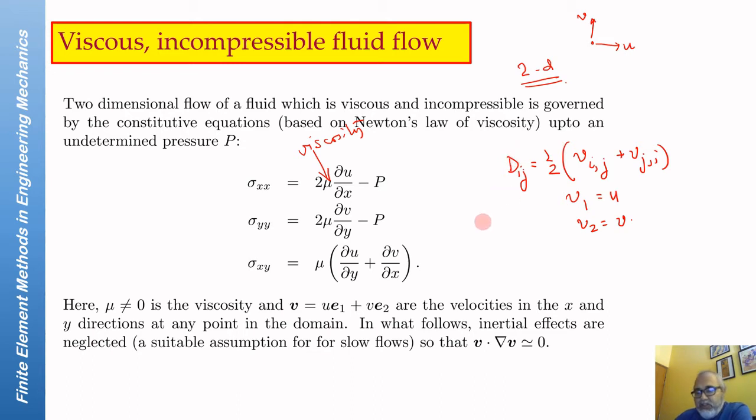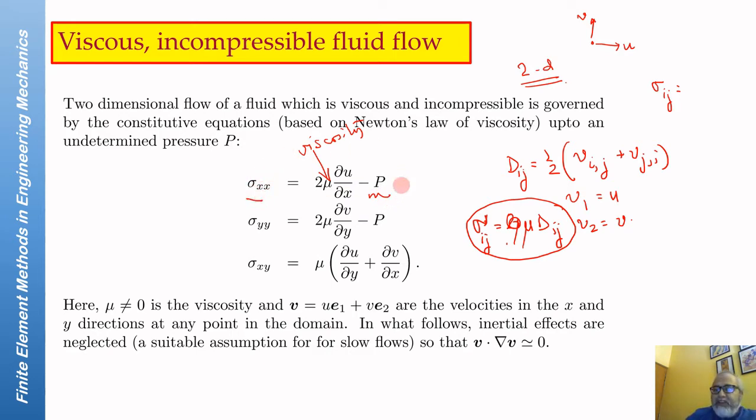And this d_ij, so the deviatoric stress, sigma_ij prime, is given by 2 mu times d_ij. So this is the constitutive equation for the deviatoric stress. Since we are dealing with an incompressible flow, the stress can now be determined. The total stress, that is sigma_ij, can be determined from sigma_ij prime up to an undetermined pressure p. So we cannot determine the entire total stress from the constitutive equation alone, because it's an incompressible flow, and therefore this p is undetermined from the constitutive equation.